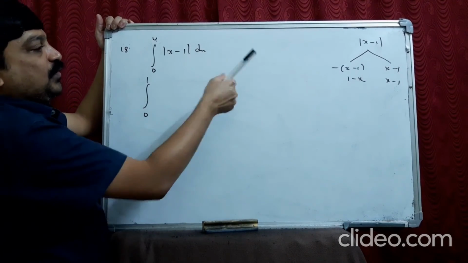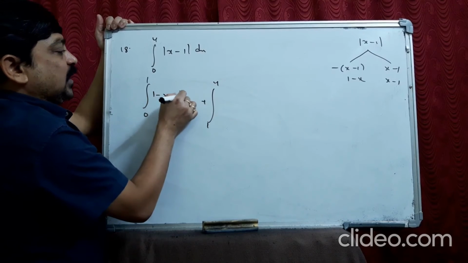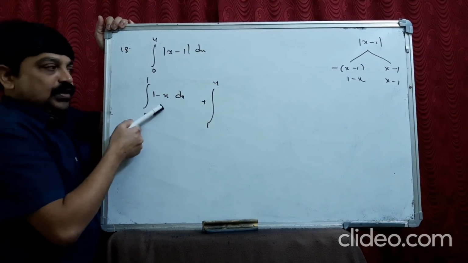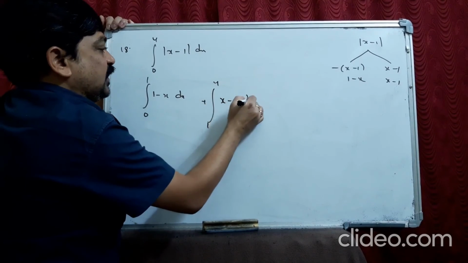0 to 1, which one we take? I take 1 minus x, because if I take any value between these two in the place of x, I will get a positive here. And here it becomes x minus 1 dx.